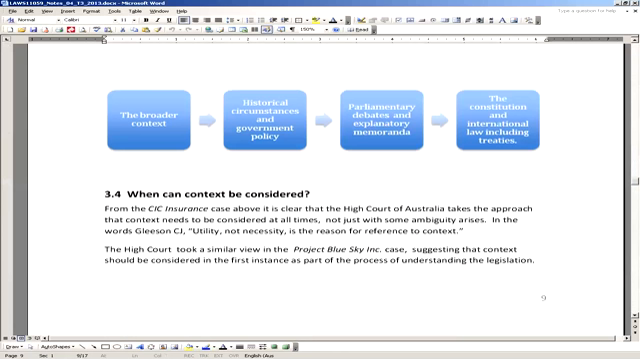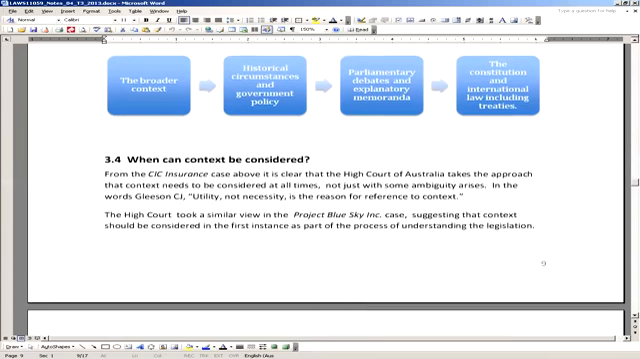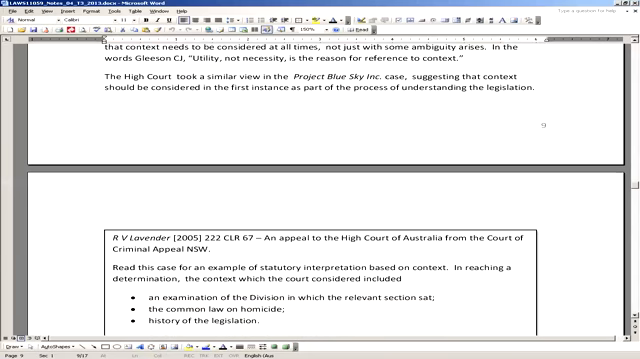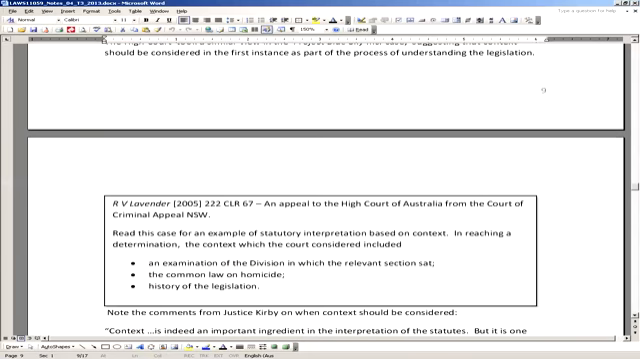Utility, not necessity, is the reason for reference to context. So it's not that we need to do it, it's that we should do it. We should be doing it as part of the process. And you can see they've really followed that process. Context should be considered in the first instance, so do it as part of the initial analysis of a case.